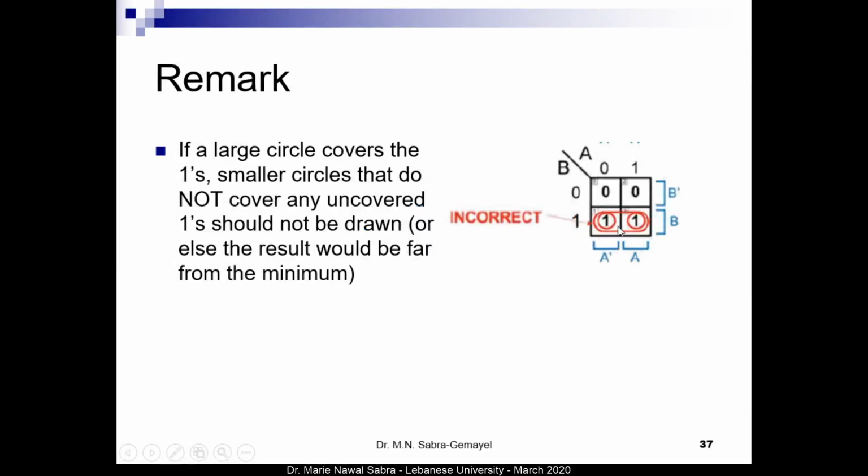If I do this, so I take all the possible circles, I get 1, 2, and 3 terms. So this is too much overlapping, and it makes the form not minimal, therefore it is refused in the reduction of a K-map. Once the ones are totally covered by a circle, I don't add any more.